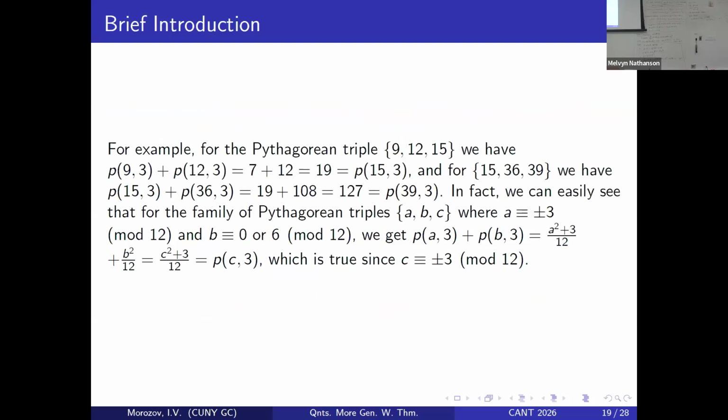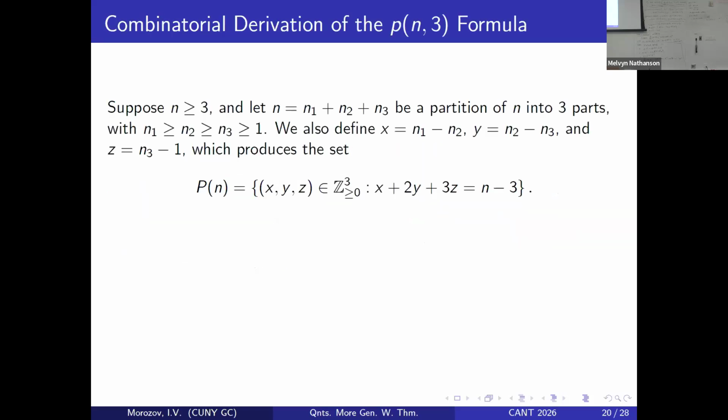For example, for the family of Pythagorean triples where A is plus or minus 3 modulo 12 and B is 0 or 6 modulo 12, we can see that their sum is going to turn out to be (C squared plus 3) divided by 12, which is true because from the theorem, C has to be equivalent to plus or minus 3 modulo 12.